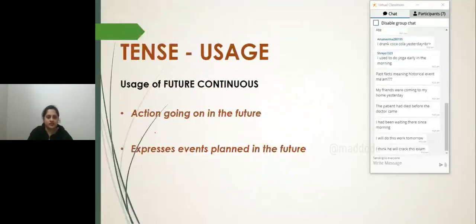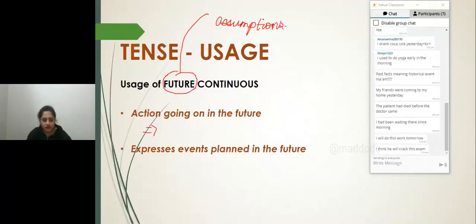Okay, continuous, something which will go on. Now please understand future continuous, because we haven't seen the future. These are assumptions we make about the future. Obviously future tense, if you read all the four categories, all the four usages, it's about assumptions, right? Future activity or state of being in the future, what might happen, because it's not there, it is uncertain. Okay, now tell me, action going on in the future, what will you mention?